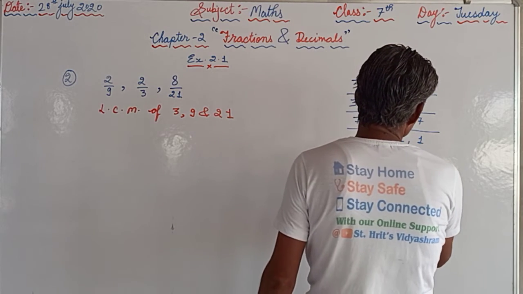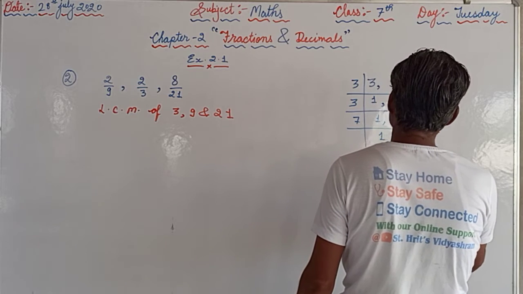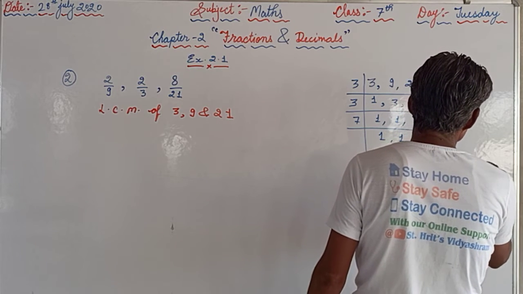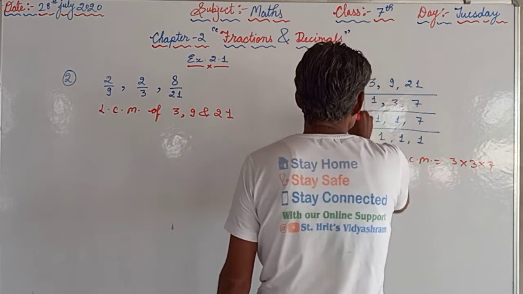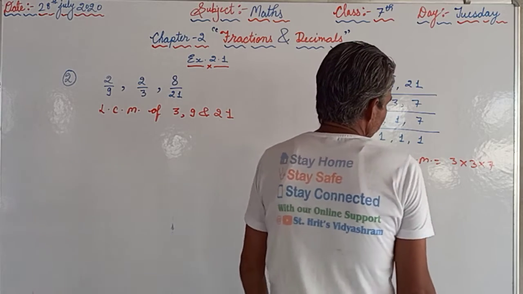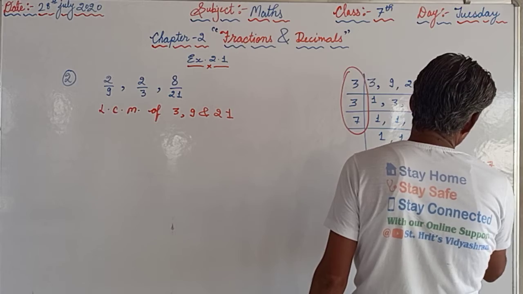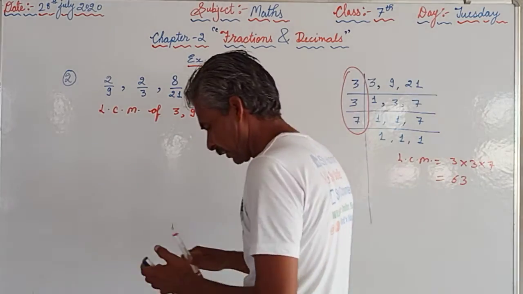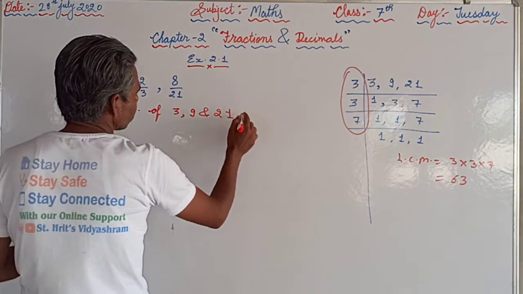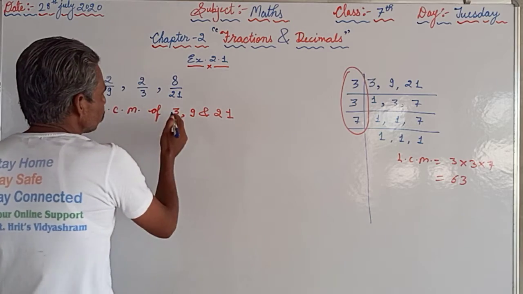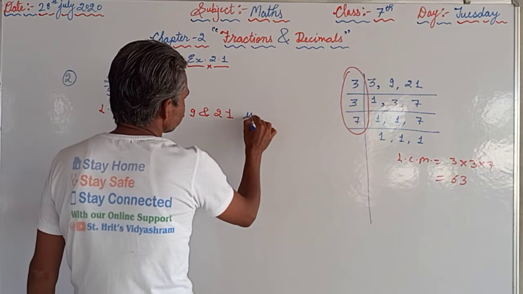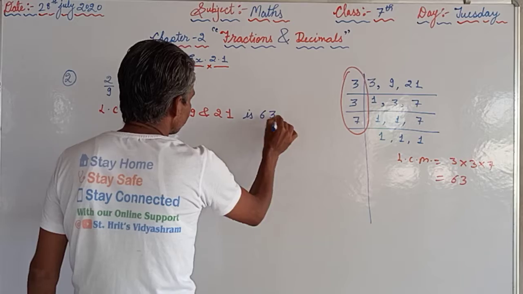The LCM will be 3 into 3 into 7. So 3 threes are 9, and 9 sevens are 63. So the LCM of 3, 9 and 21 is 63.